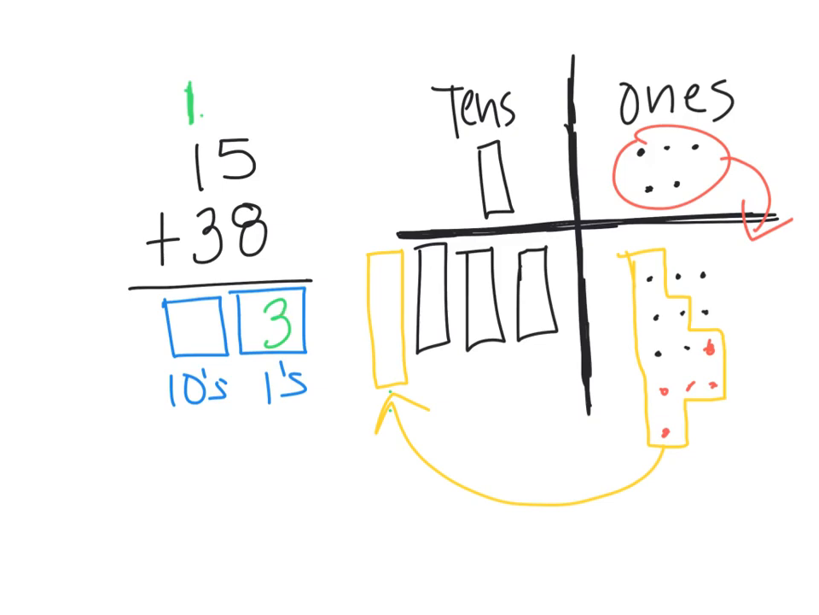So now let's double check, count our tens. 1, 2, 3, 4, 5. And then if we look here at the problem, we have 1, 2, 3, 4, 5. So we would write here our final answer is 53. So now you're going to try some of these on your own on Schoology.